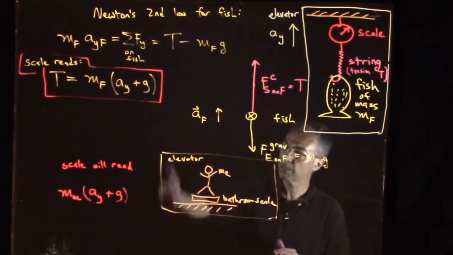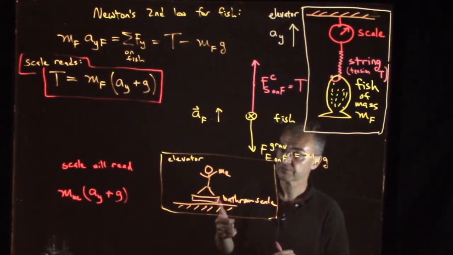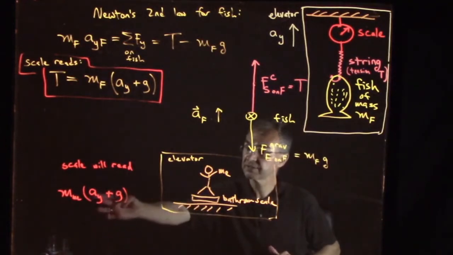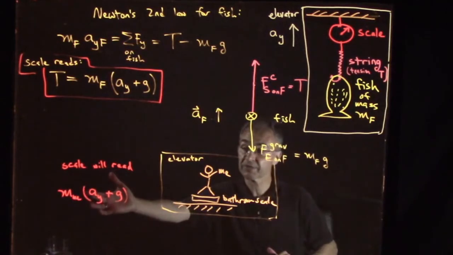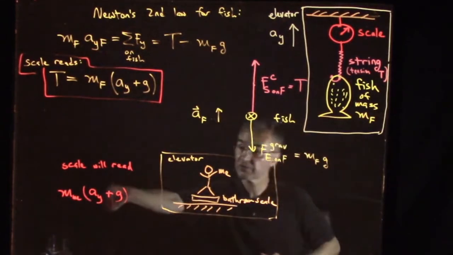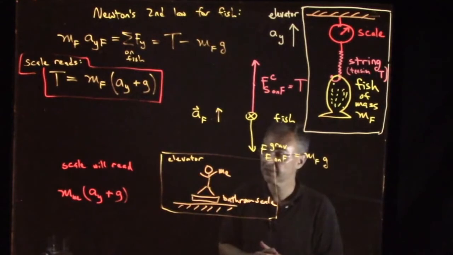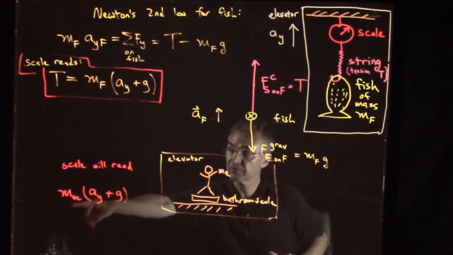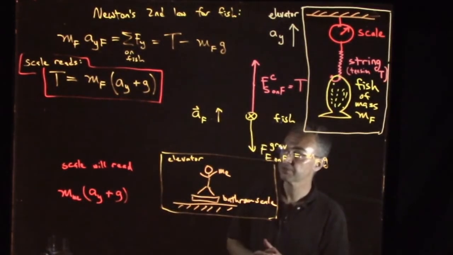So if the elevator is not accelerating, g is 9.8 meters per second squared, then it's my mass times 9.8 meters per second squared. If the elevator is accelerating upward, say at 2 meters per second squared, then it would be my mass times 11.8 meters per second squared. If the elevator is accelerating downward at 2 meters per second squared, then it would be my mass times 7.8 meters per second squared that the scale reads. So if the elevator is accelerating downward, then the scale reads something smaller than my usual weight. If the elevator is accelerating upward, then the scale reads something bigger than my usual weight.